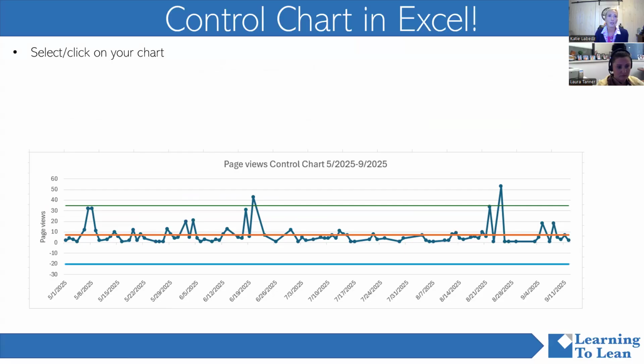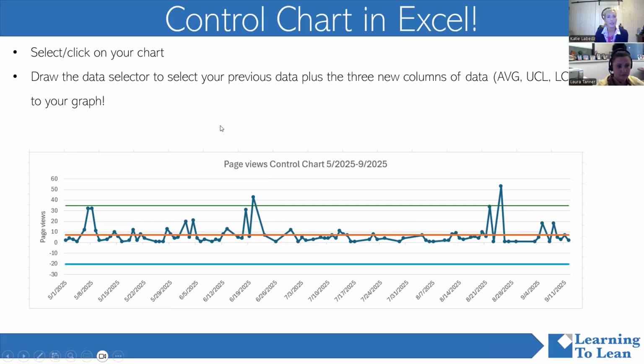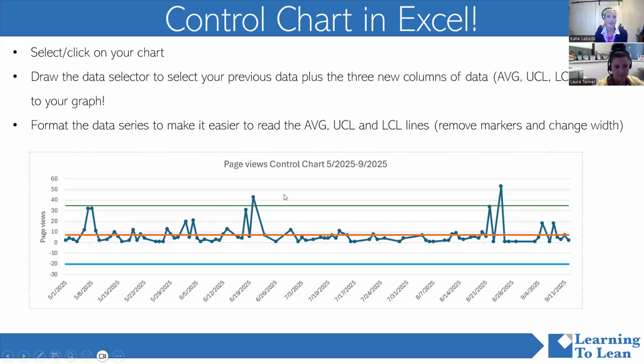So once we have that data entered in, then we're going to click on our chart. And this is my chart that came out, and I'll show you in a second. And you want to draw the data selector to select the previous data plus the 3 new columns. So in Excel, before, you had to do some magic manipulation to be able to get these other lines to appear. Now it's much easier. Excel has gotten smarter over time. And it will add those lines to the graph for my upper control limit, my lower control limit, and then my average. And then you can format the data series to remove the markers and change the width.